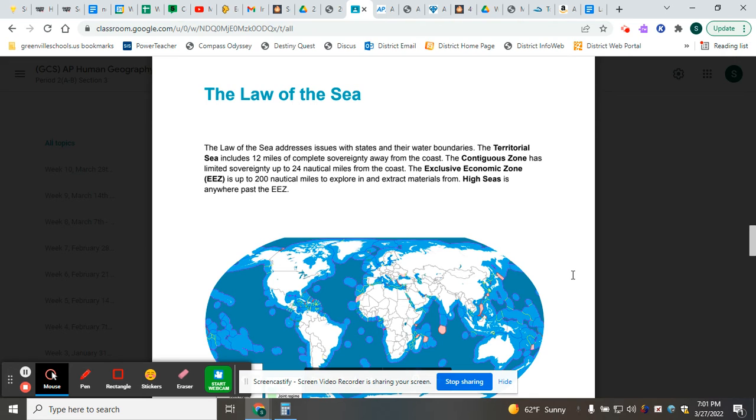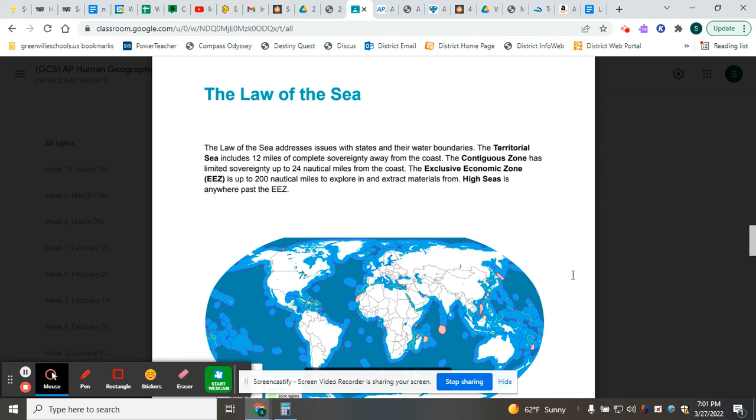The law of the sea addresses issues with states and their water boundaries. The territorial sea zone includes any water 12 miles off the coast of that country. Okay? So 12 miles off the coast of South Carolina is territorial sea zone for the U.S. Okay? That means we have jurisdiction over that 12-mile area.